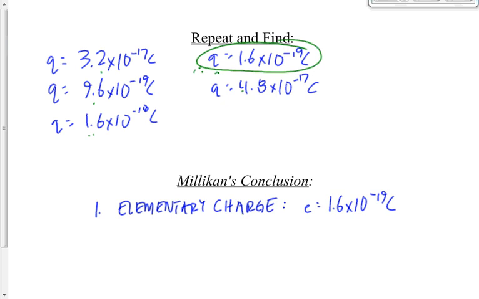He concluded that because, after repeating this a few hundred times, if they're all multiples of this, and he didn't get anything smaller than that, then he's saying, well, you probably can't get anything smaller than that. That's as small as you can get. The elementary charge is 1.6 times 10 to the minus 19, and, would you look at this? Since an electron is a fundamental subatomic particle, that must be the charge of an electron. Look at that. He's just found the charge of an electron.